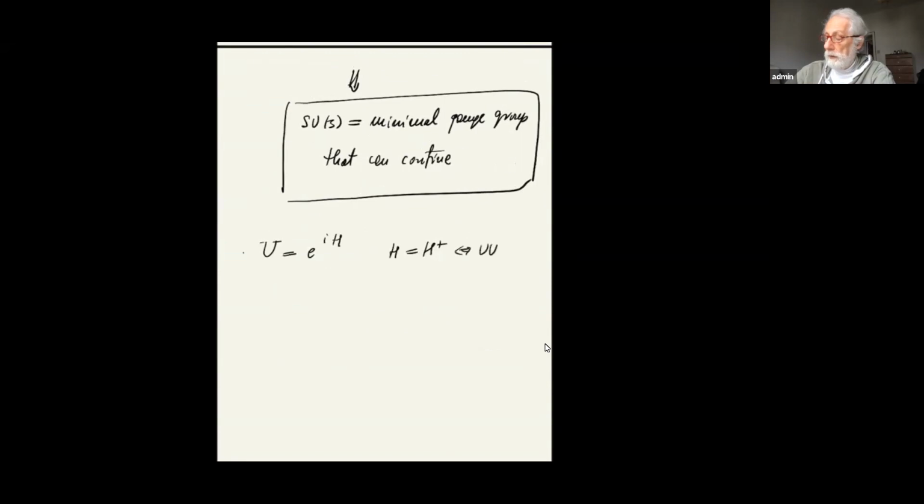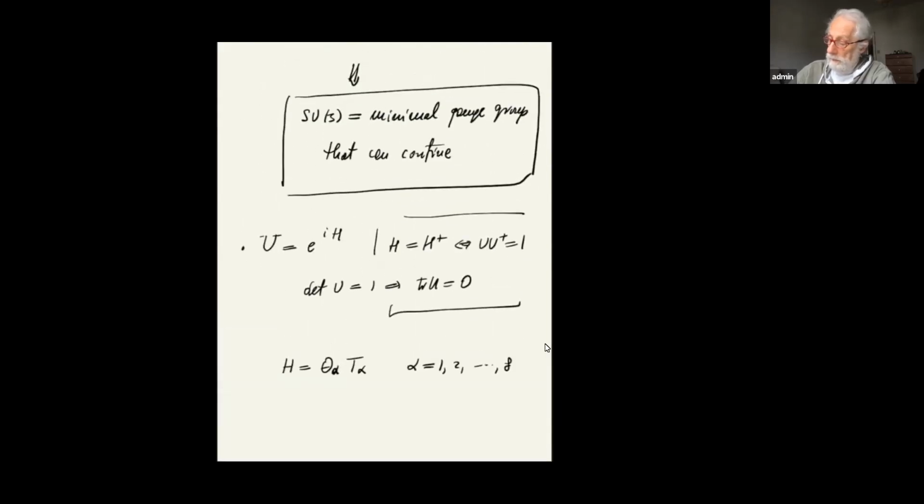This is equivalent to U dagger U is 1. But determinant U is 1, so trace of H is 0. Well, you know this. So in other words, I can write H as theta alpha T alpha, where alpha is 1 to 8. And these are the generators of SU3. T alpha, T beta satisfy some commutation relations. I don't know F. I don't want to learn it.